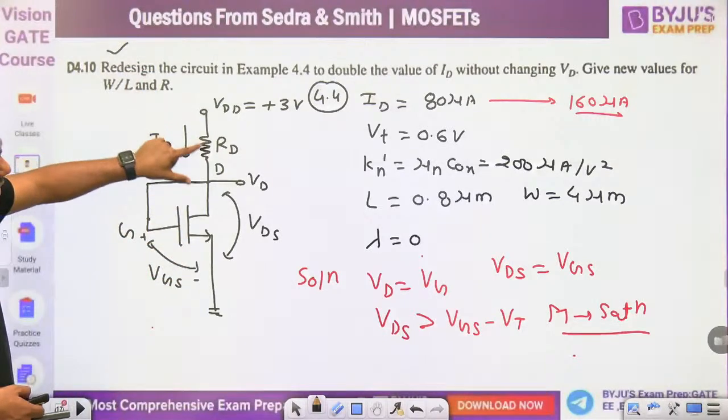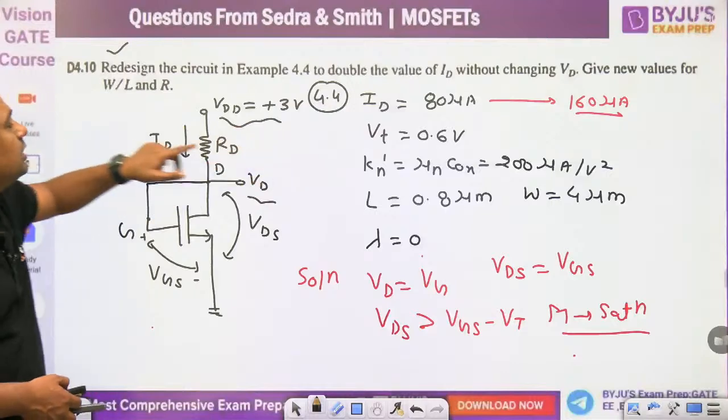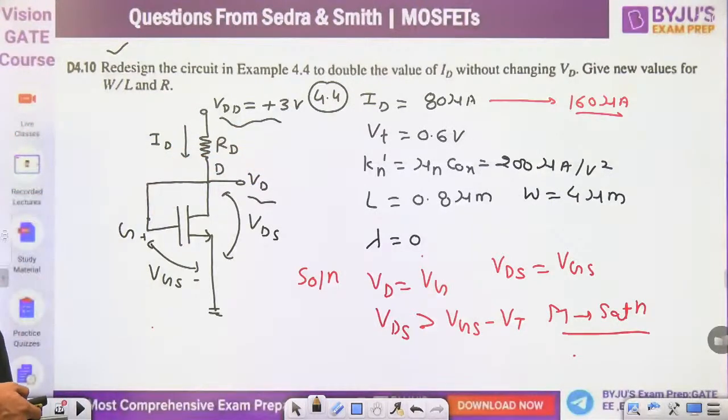When the current is doubled, if you want to maintain this voltage the same, you have to reduce the value of RD. So RD will become half. Very simple question.